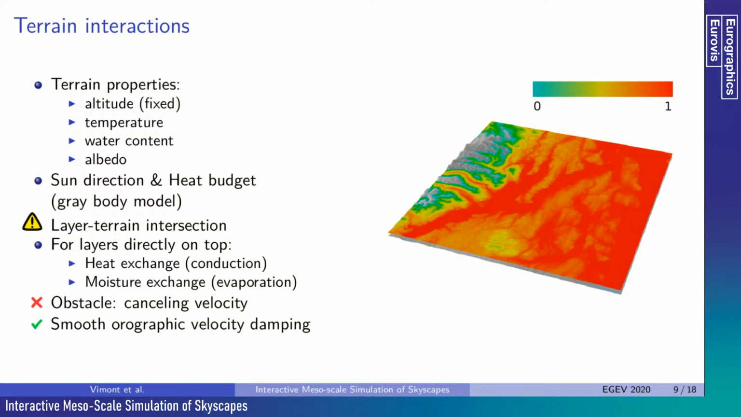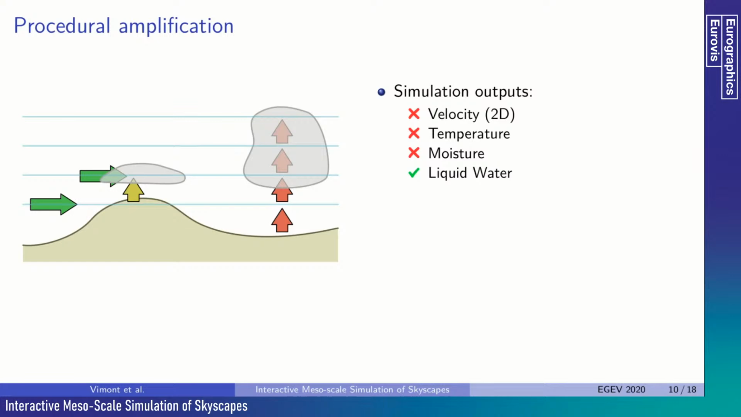Okay, our weather model is now complete. All there is left is to find a way to visualize the output of the simulation. First, we can notice that amongst all of the fields that we represent in the model, only liquid water is visible. So to visualize that, we could export a 3D texture of interpolated liquid water data and use it as a dispersive material in a ray tracer.